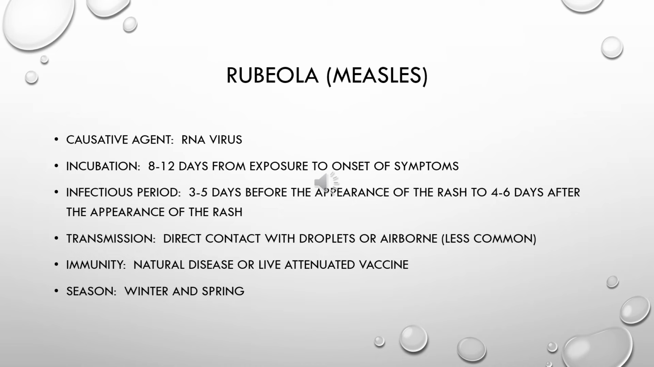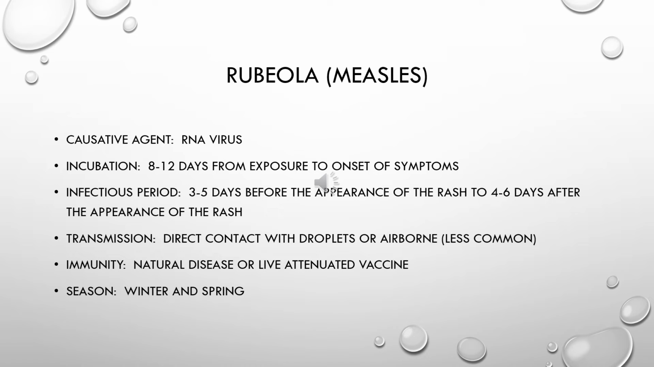This is an RNA virus. Incubation period for this is 8 to 12 days from the exposure to the onset of symptoms. They're usually infectious those first 3 to 5 days before the appearance of the rash to 4 to 6 days after the appearance of the rash. This is transmitted by direct contact with droplet, or airborne is less common, but this is more droplet. Natural disease for immunity, or you can give those live attenuated vaccines. And the season that you most typically see this particular viral infection is winter and spring.